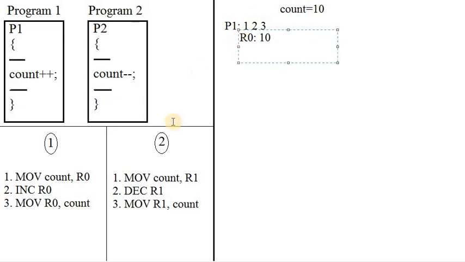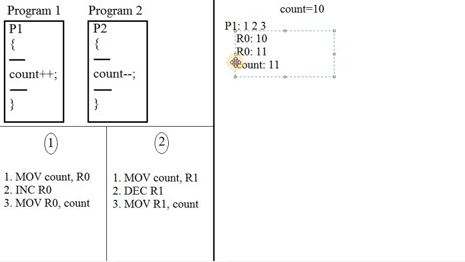Later, what is the second instruction here? Increment R0. That means R0 value will be incremented. What is the incremented value now? That is 11. Okay, and what is the third instruction? Move R0 comma count. So let us move this value from R0 value to count. So now count becomes 11.